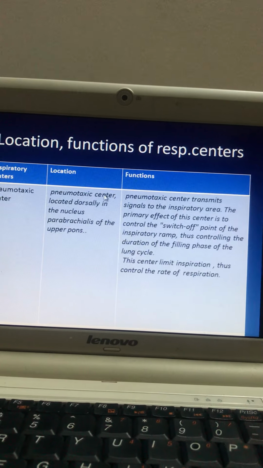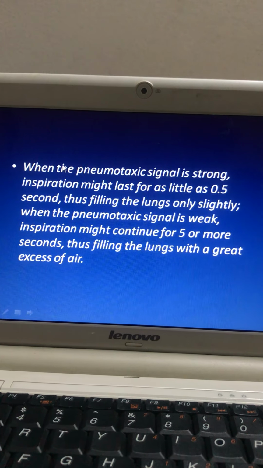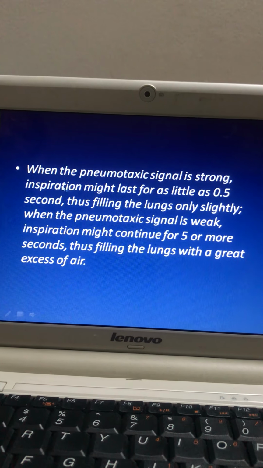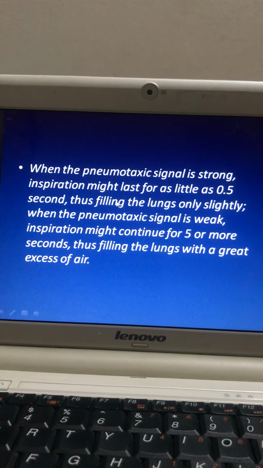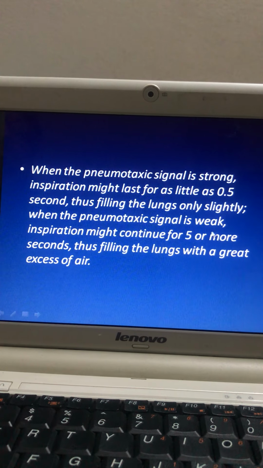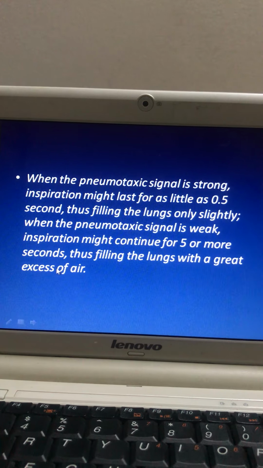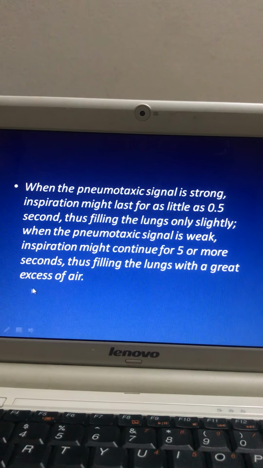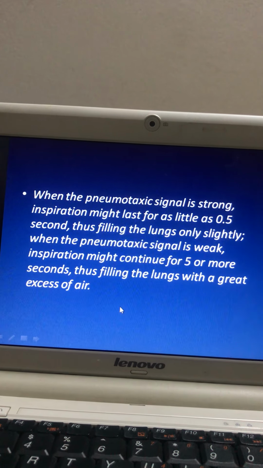Now, in detail, the functions of the pneumotaxic center. When the pneumotaxic signal is strong, inspiration lasts as little as 0.5 seconds, thus filling the lungs only slightly. When the pneumotaxic signal is weak, inspiration might continue for 5 or more seconds, thus filling the lungs with a great excess of air.